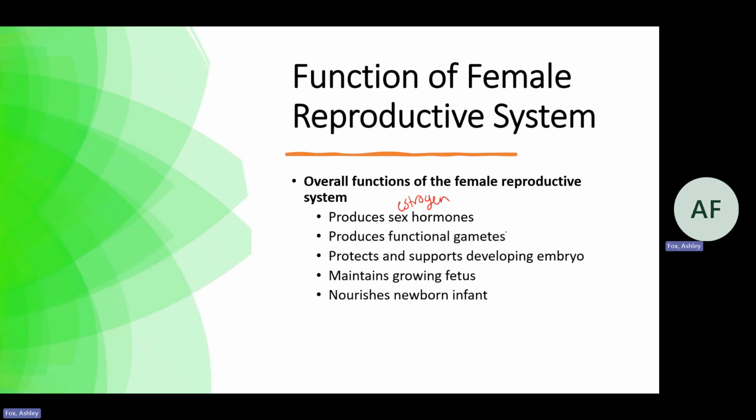Functional gametes. So this is going to be ova, or an ovum is singular, ova is plural, so eggs. But also supporting and developing the embryo, so that's going to be the first 8 weeks, and then the growing fetus after that. And then we'll also talk about mammary glands that can provide nourishment for a newborn.